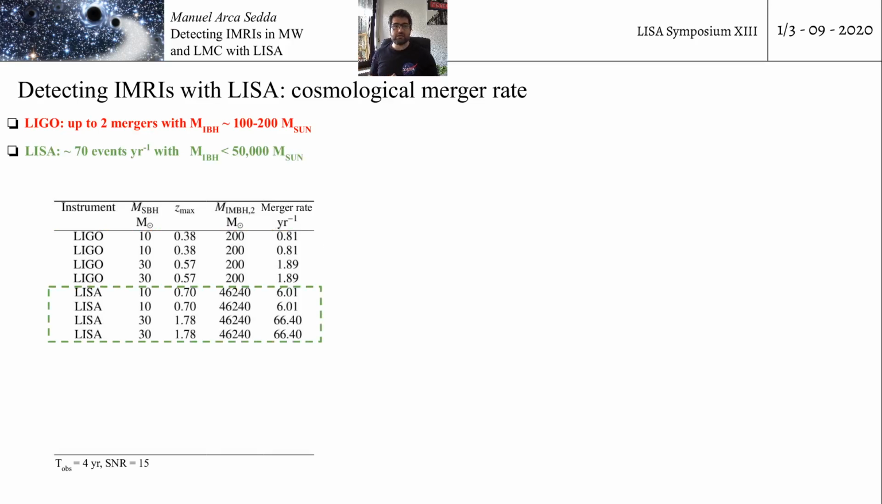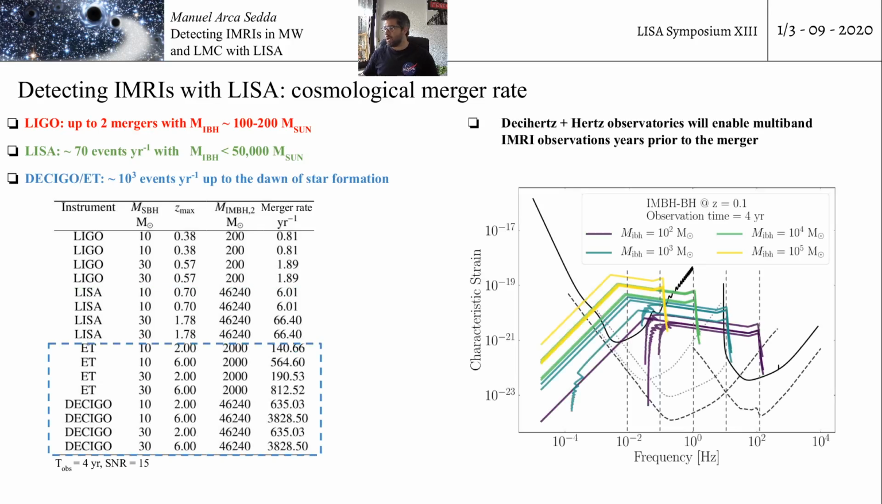LISA might gift us 70 events per year and shed a light on IMBHs with a mass below 50,000 solar masses. And in the next decade, LIGO and the Einstein Telescope can deliver thousands of events per year, chasing IMRIs up to the dawn of star formation. And in this respect, it is very worth mentioning that space and Earth observatories in the future might enable us to observe IMRIs in multiband detections from months or years prior to the merger.